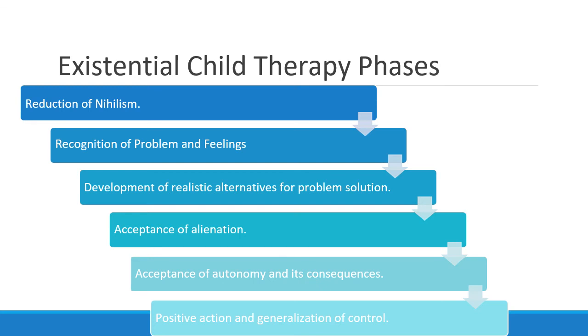And then finally, phase 6 is positive action and generalization of control. This last phase is characterized by simultaneous change in several aspects of the child's life. So many things might be changing. The goal is for the child to take control over his or her life by making future-oriented decisions, implementing these decisions, and then generalizing these behaviors to a variety of situations. So a lot of times, kids come into therapy and their parents may want help in one area, but we hope that by helping the whole child and the child in general, these changes may go from one situation to be used in another situation.